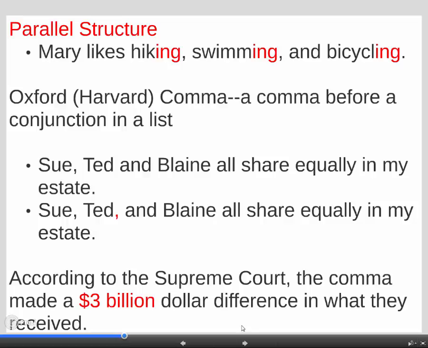So you got to think, right? But Oxford comma, that's what it is.